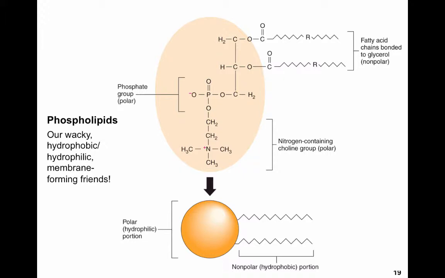Phospholipids are sort of similar to the triglycerides, but they don't have three fatty acids bonded together in a glycerol. They have two fatty acids, and then instead of a third fatty acid on the third carbon of that glycerol, we have a phosphate group and often some other atoms bonded to that. In this case, it's a choline group, which has a nitrogen atom with a charge on it.